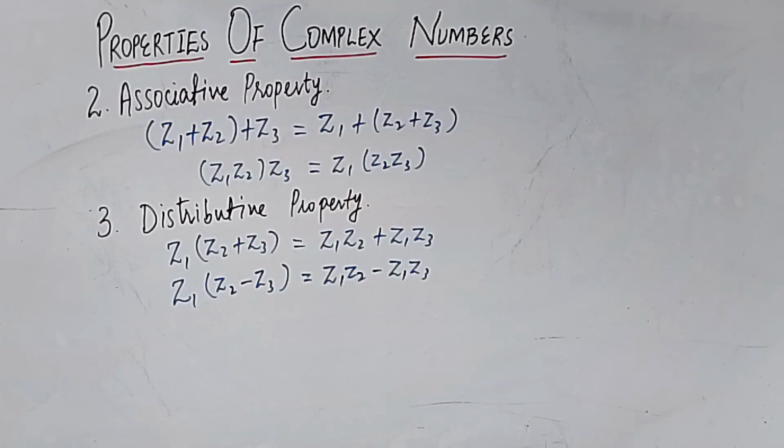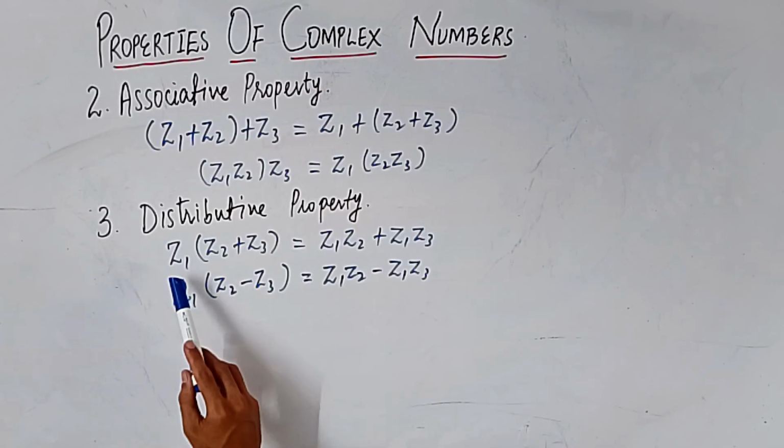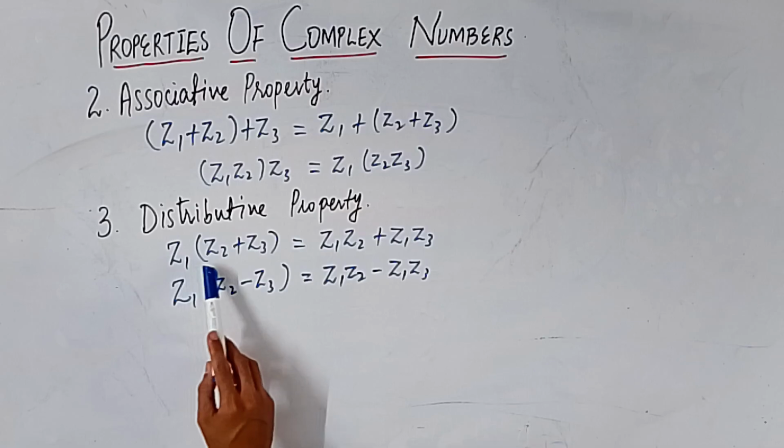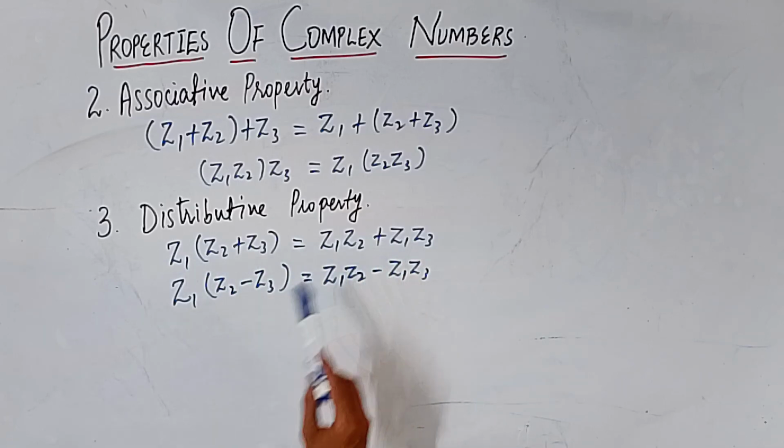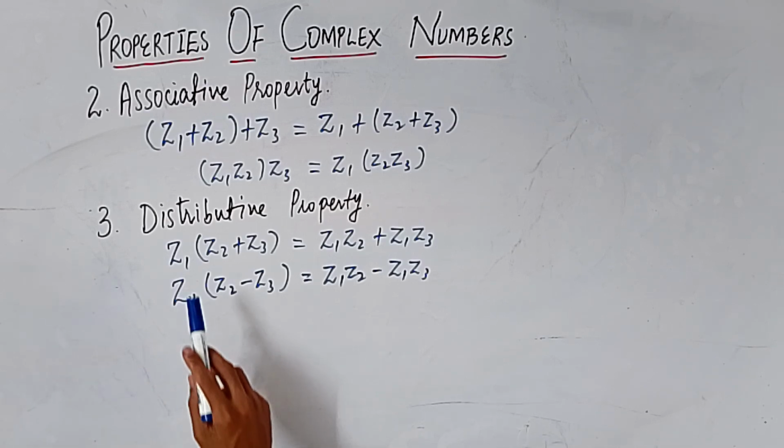Now if we talk about distributive property, we have it over addition and we have it over subtraction. You can already understand what you will get when you open it. But if you want to prove it in a question, what you need to do is multiply.